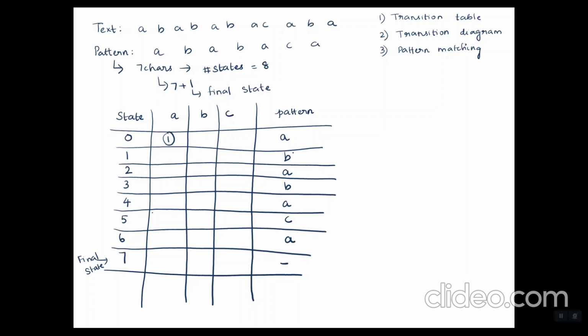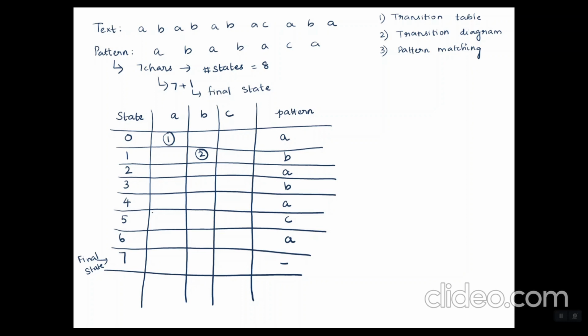So the next character is going to be B. Similarly, for state 1, after accepting B, it is going to state 2. It is a continuous numbering. So 1, 2, 3, 4, 5, 6 and 7. It goes on like that, till 7 I have to do the numbering. So 0 is accepting A and going to state 1. 1 is accepting B and it is going to state 2.